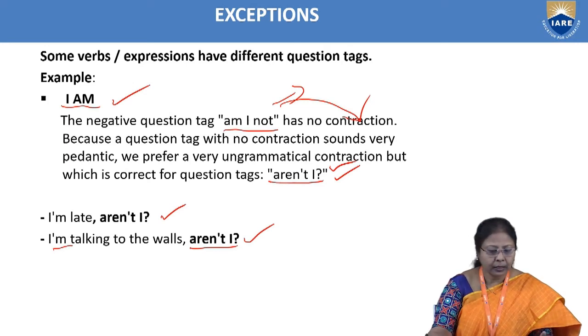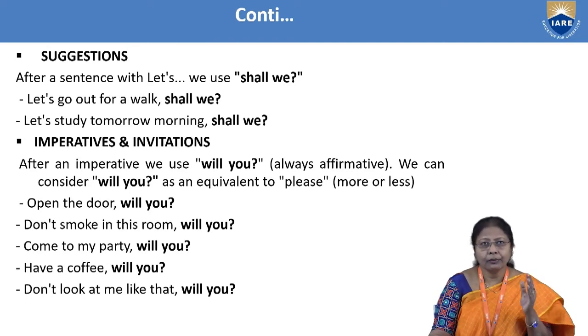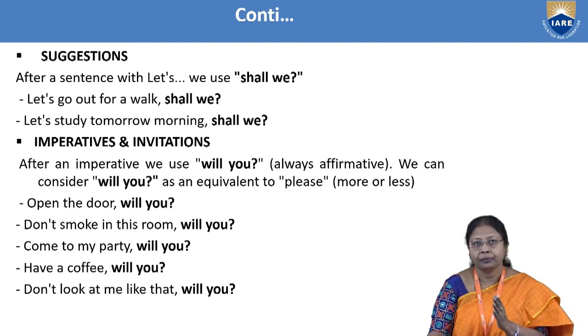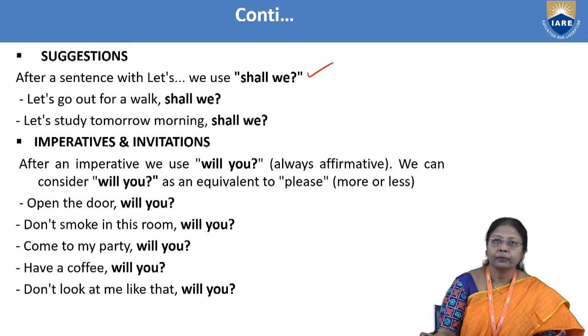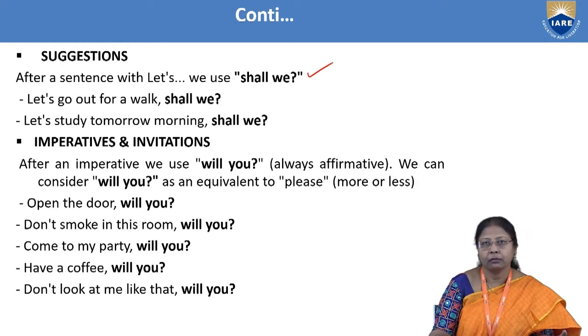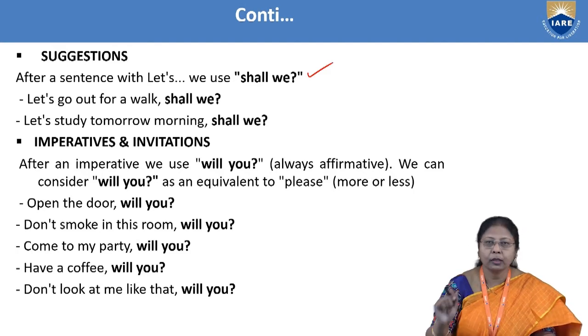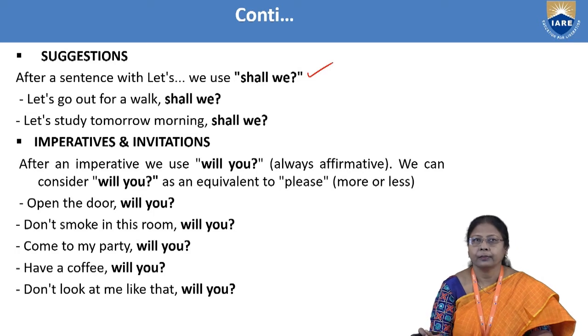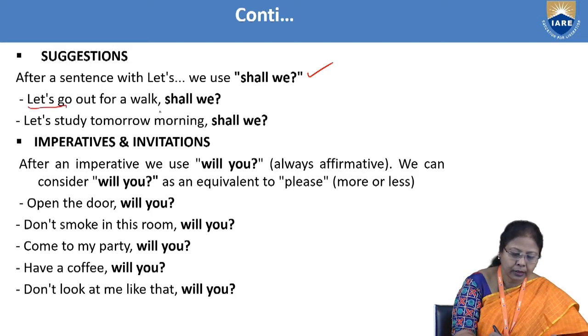Clear? And the next exception is suggestions. After a sentence that begins with let's, we use "shall we". This is a rule-based thing, like a contraction question tag. Let's go out for a walk, shall we? We can't say "don't we". No. Let's is always followed by shall only.